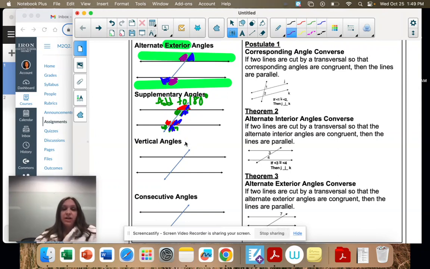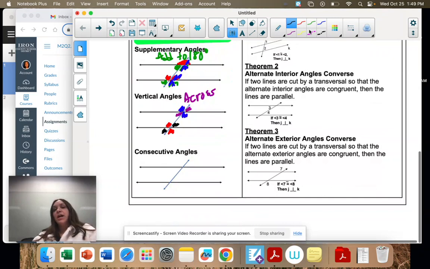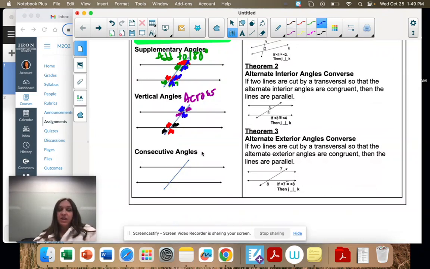Okay, vertical angles means angles across from each other. So these are vertical and they're congruent. Do you see how they're straight across from each other? These are vertical and they're congruent. Same thing here. Vertical, they're straight across, congruent. Straight across, congruent. And our last one is consecutive angles, and they're not congruent.